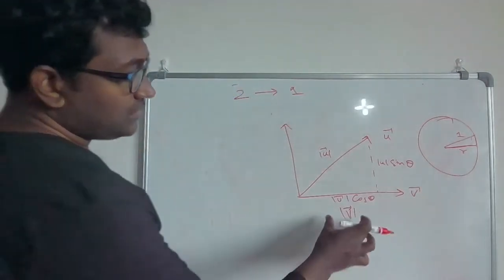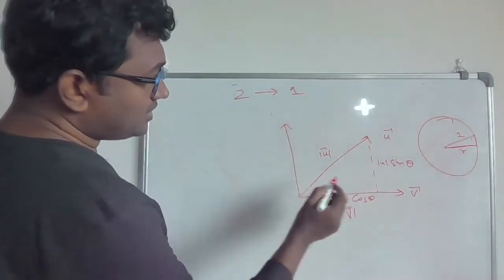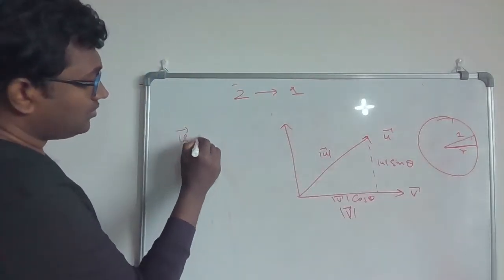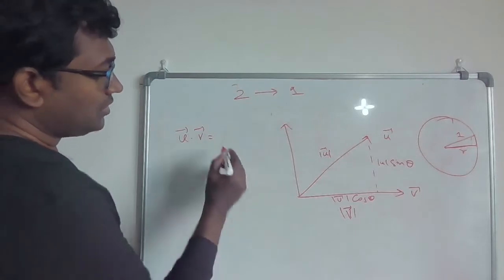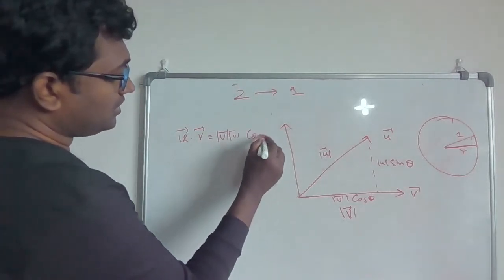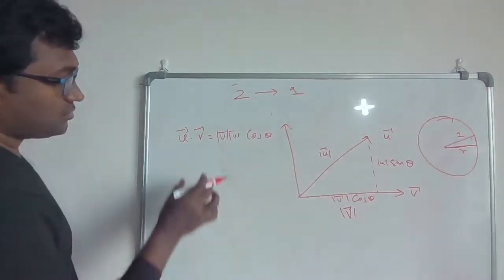Now you see, you can write this in two ways actually. You can write it as a dot product u dot v, which is equal to the magnitude of u into the magnitude of v and cos theta, where theta is the angle between these two vectors. This is one way of writing.